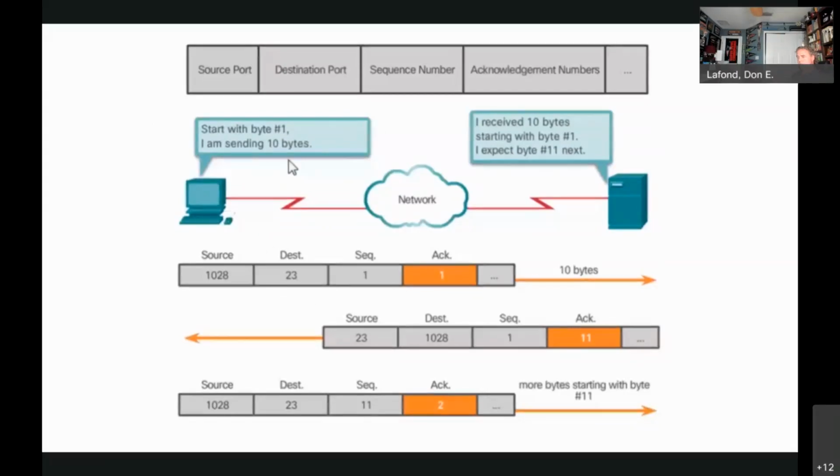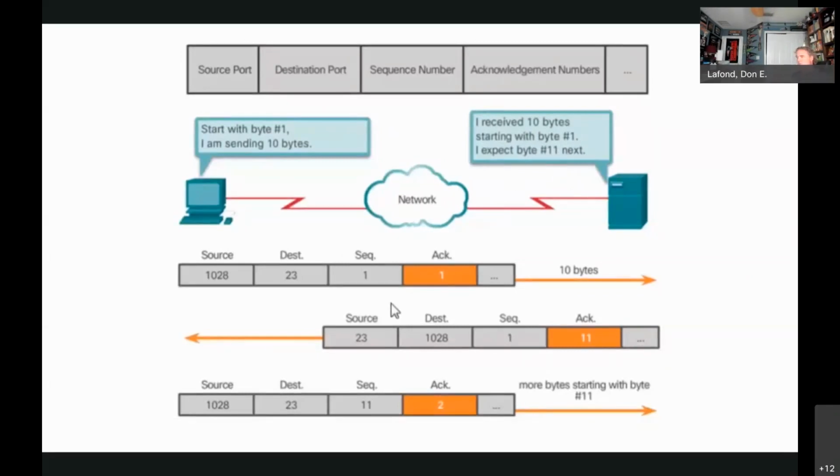In reality, the window size would be a lot larger than 10 bytes, since today window sizes are typically 16 megabytes or larger. But this works nicely for this example. So the host is sending 10 bytes, starting with byte number 1. The receiving host, the server here, says, I received 10 bytes, starting with byte number 1. I expect byte 11 next. This is the acknowledgement. The server acknowledges it received the 10 bytes and now is expecting number 11.